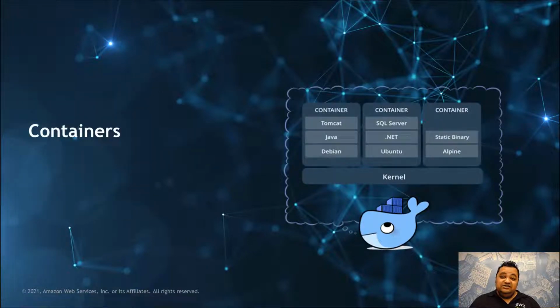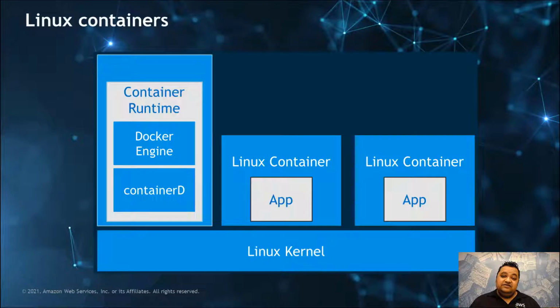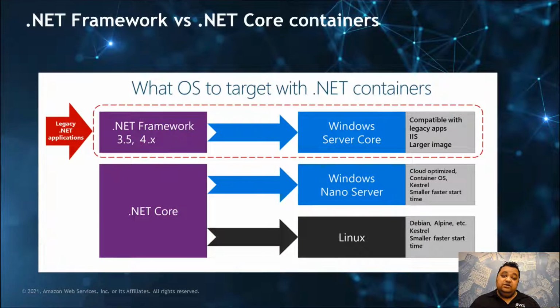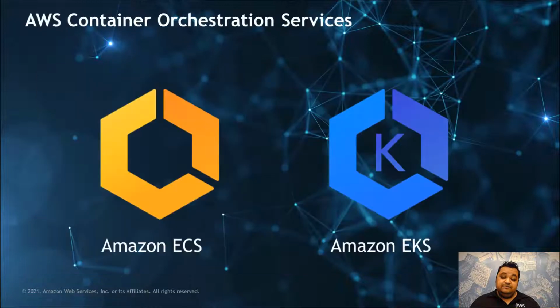Moving on to containers, AWS has container services which can run Linux containers and also Windows containers. If you have .NET Core, you can use Windows Nano Server or even Linux servers. However, if you have legacy applications that run maybe the .NET 3 or .NET 4 runtimes, you may need to think about running a Windows Server core image for your container.